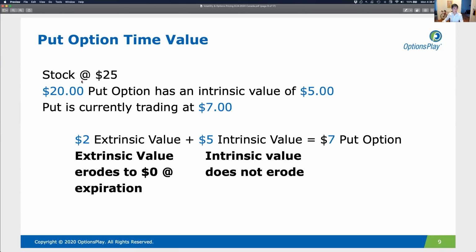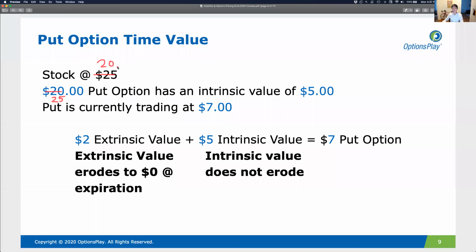So if we have a put option that's trading at $25 and you have a $20 put option, a put option, whoops, this is backwards. This should have been $20. I apologize. This should have been $20, and this should have been $25. I will correct this in the slides before I send this out.